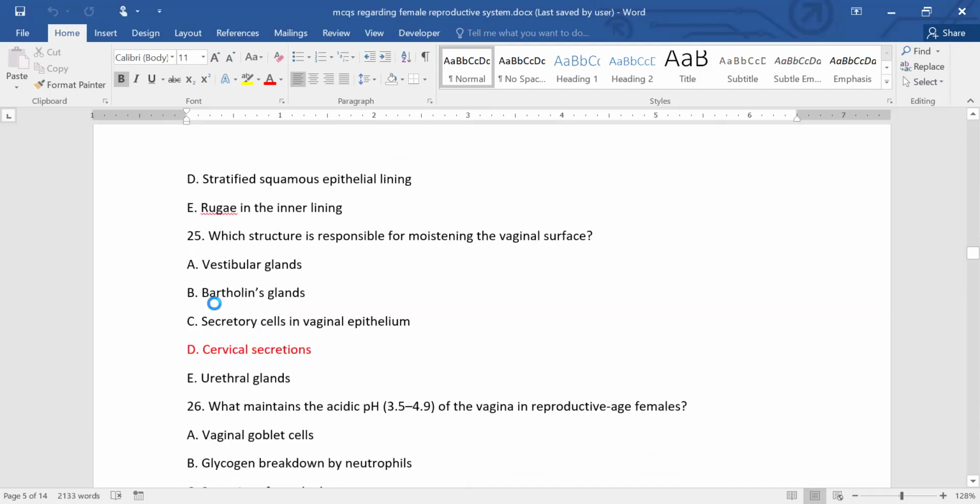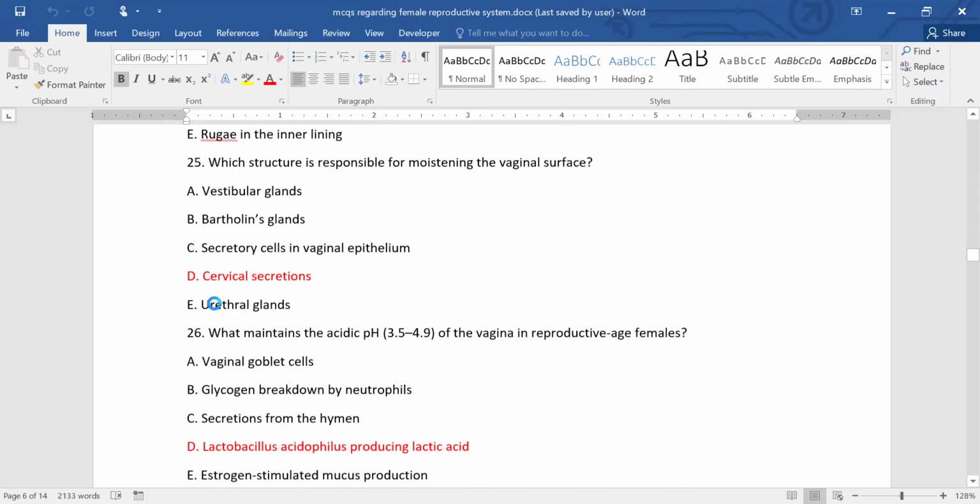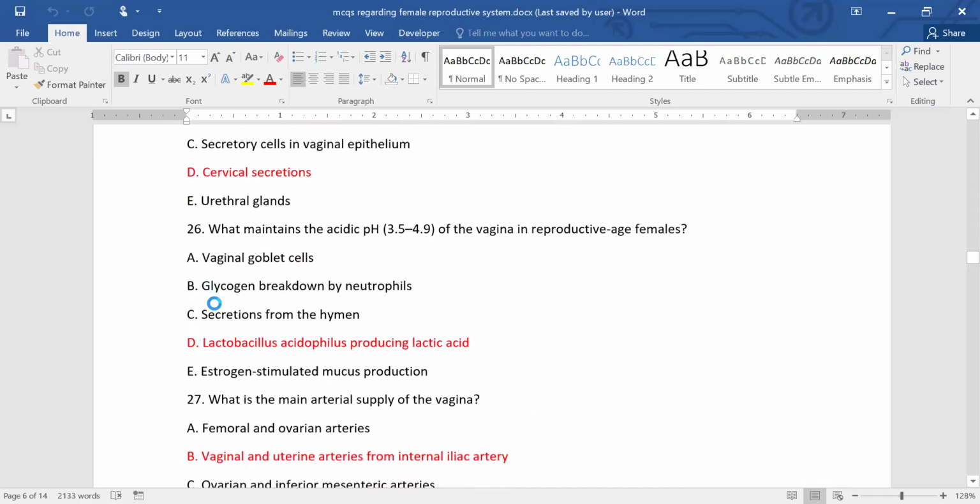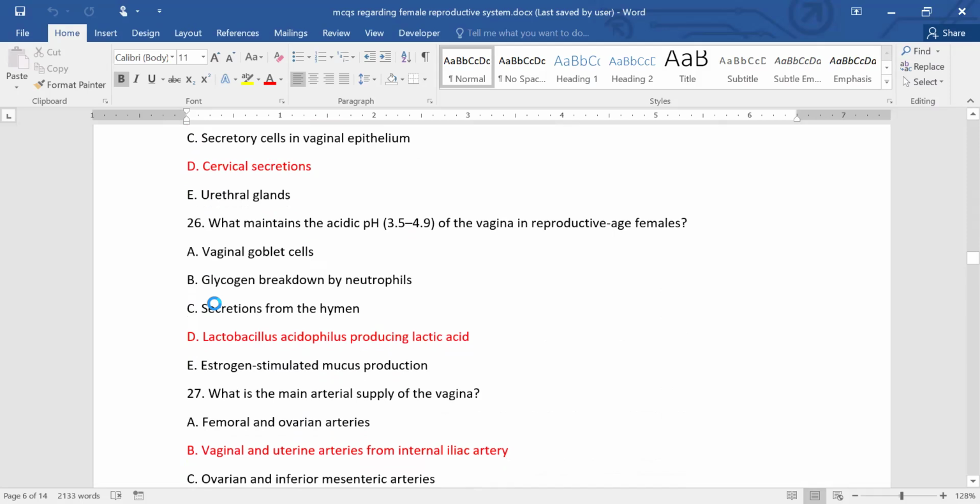Which structure is responsible for moistening the vaginal surface? The vagina has no glands, and the secretions that moisten the vagina come from the cervix of the uterus. So cervical secretions are responsible for moistening the vaginal surface. What maintains the acidic pH of the vagina in reproductive age females? Lactobacillus acidophilus producing lactic acid.